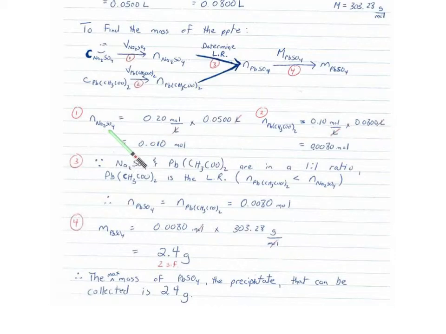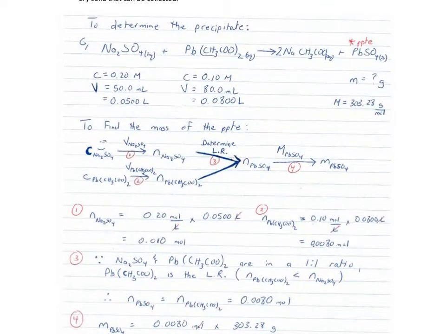I want to find the number of moles of Na2SO4, set things up so my units cancel out, and we get this. I do the same thing for number two, finding the number of moles of the lead(II) acetate, and we get this. To determine the limiting reagent, in this case, it's actually relatively easy. I mentioned that we have a 1-to-1 ratio, and if we take a look at the balanced chemical equation, for every 1 mole of Na2SO4, we need 1 mole of the lead(II) acetate. Since those two are in a 1-to-1 ratio, the lead acetate is the limiting reagent, quite simply because there are fewer moles of it than there are of the Na2SO4.